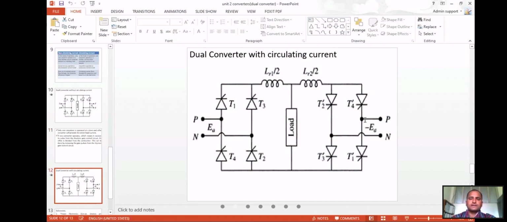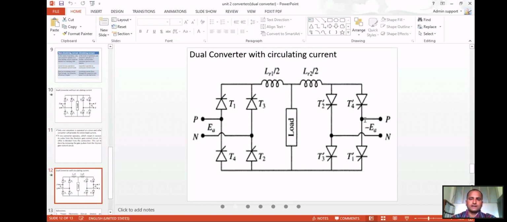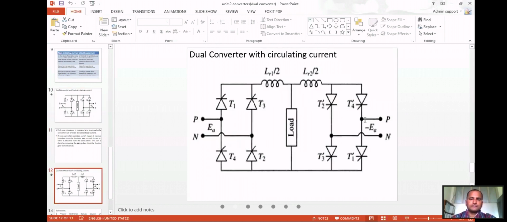So, dual converter with circulating current. This is without circulating current, and this is with circulating current. What difference can you make out from these two diagrams? This LR1 by 2 and LR, these two are missing in the case of without circulating current.